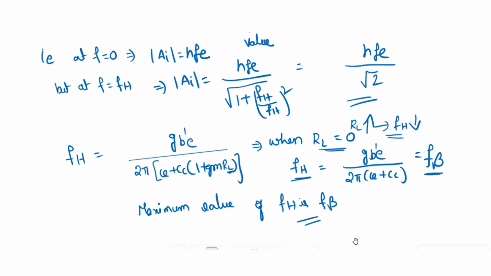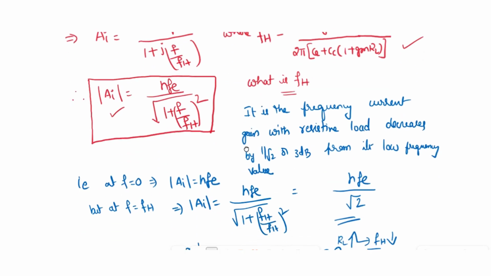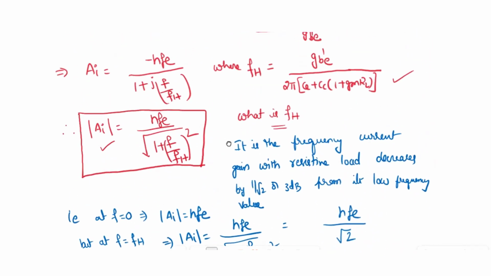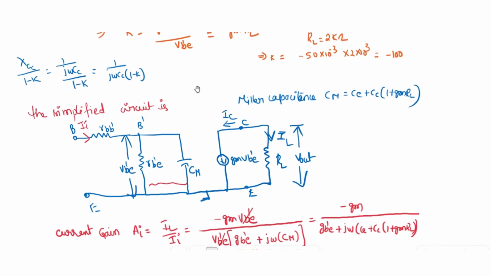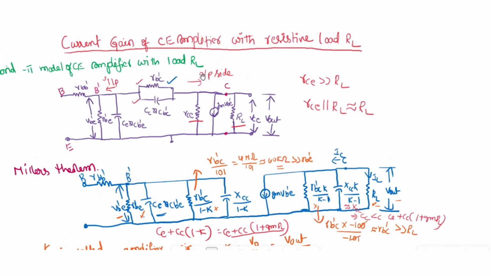So this is about the current gain of CE amplifier with resistive load. We derived the current gain as HFE by root 1 plus F by FH whole square, where FH is this, and these are the observations from the derived value. So I think you understand the total derivation. Listen carefully and write the notes also. Very easy topic. Thank you very much.